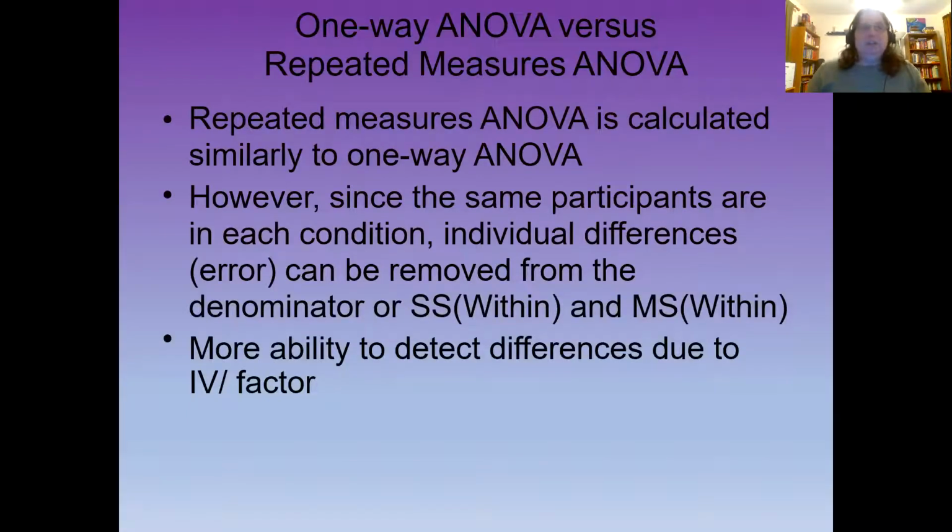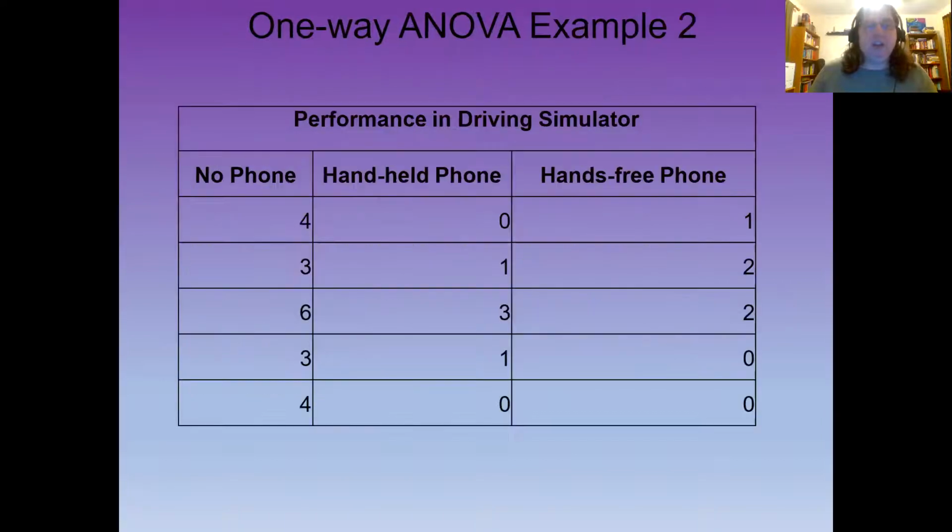Okay. So how about the one-way ANOVA versus the repeated measures ANOVA? Well, they're calculated quite similarly. However, since the same participants are in each condition, the individual differences or error can be removed from the denominator, from the SS within and the MS within. And that means you have more ability to detect differences due to the IV or factor. So that probably sounds like a bunch of mumbo jumbo. So let me actually show you an example, and I think that will help.